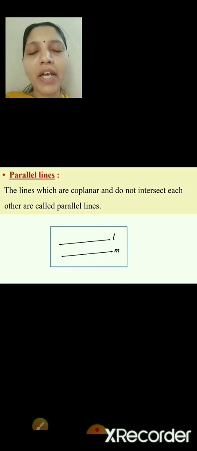Now can you give me any example of where you have seen these type of parallel lines? Yes, your notebook. The lines in your notebook are the best example of parallel lines. Even the railway tracks are also an example of parallel lines. Now let's understand the different relationship between the angles formed by two lines and their transversal.